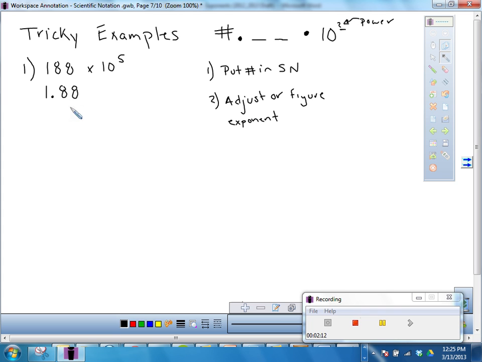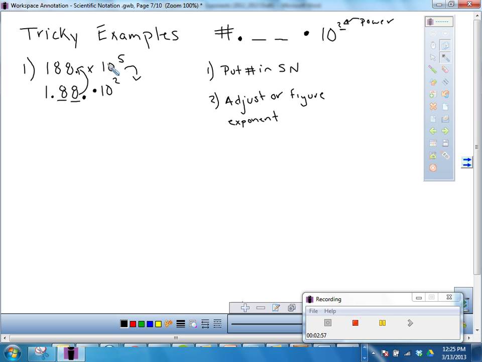What we're going to do right now is figure out, okay, if I wanted to make this number right here back into 188, how many places would I have to move this decimal? If I wanted to go from 1.88 back to 188, how would I do that? Well, I'd move my decimal 2 places to the right. 1, 2. Because of that, I'm going to multiply this by 10 to the second power, because to move this decimal back to here, I'm going to have to move it 1, 2 to the right.